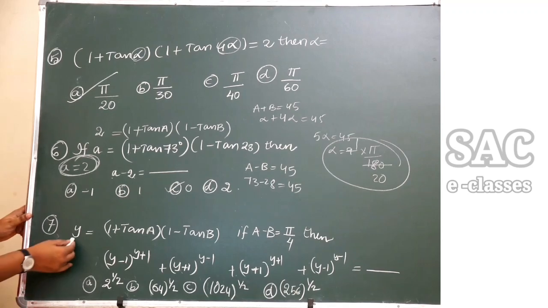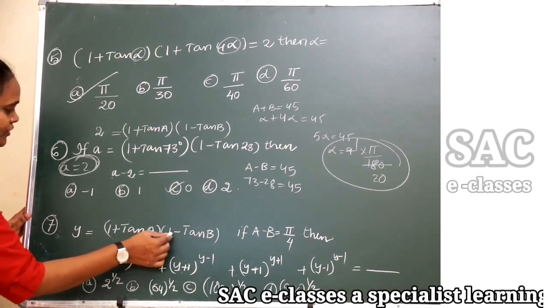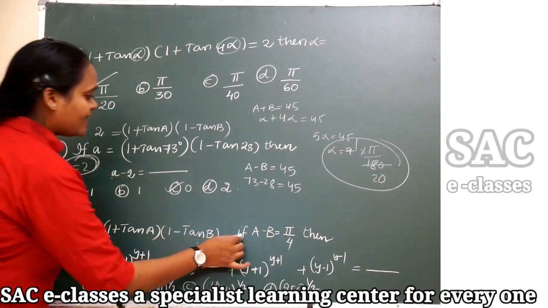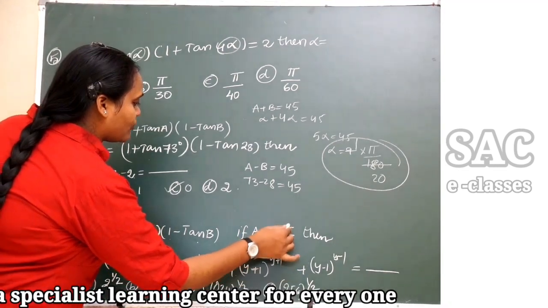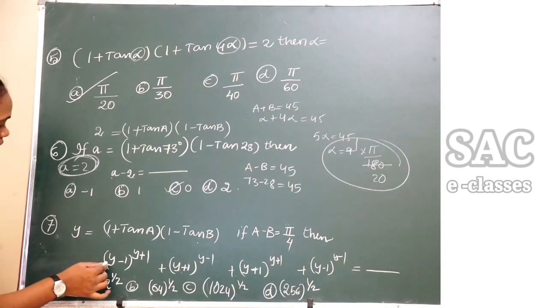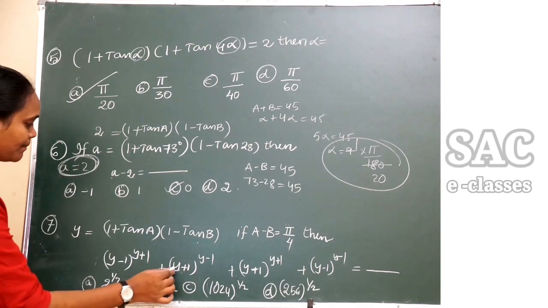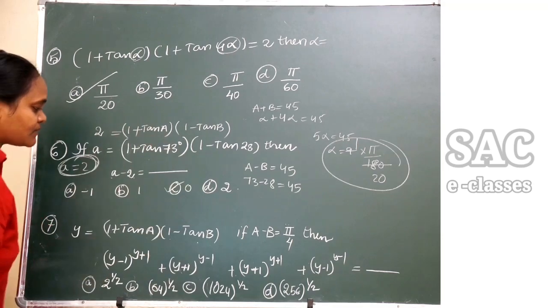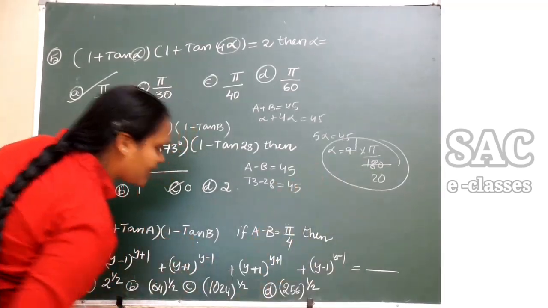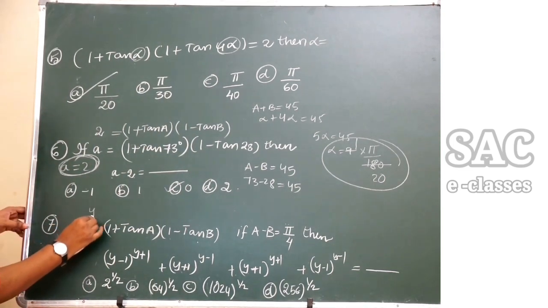Now see here. y is equal to 1 plus tan A into 1 minus tan B. Whenever A minus B is pi by 4, means 45 degrees, then find the value of (y minus 1) whole power (y plus 1), plus (y plus 1) whole power (y minus 1), plus (y plus 1) whole power (y plus 1), plus (y minus 1) whole power (y minus 1) is given. You know this y value is what? 2.